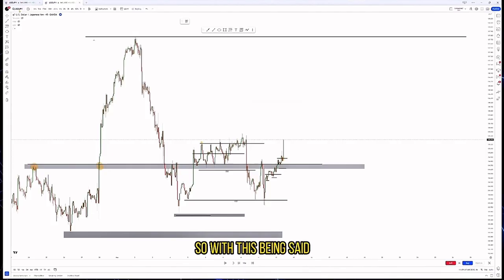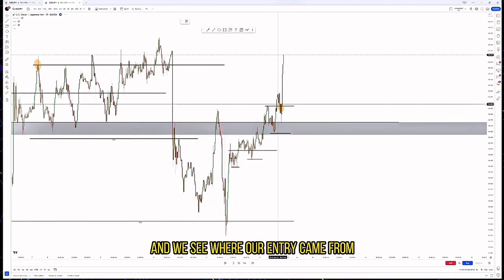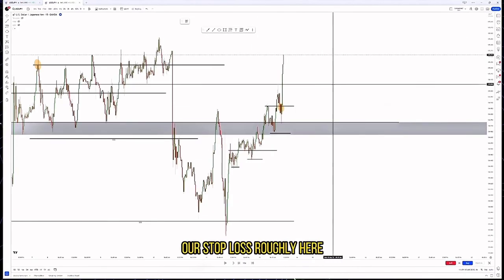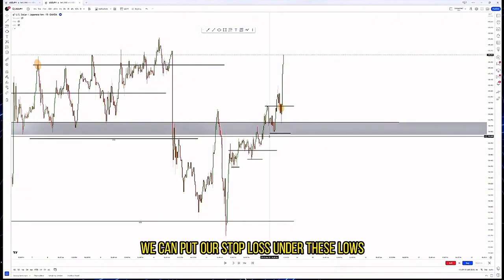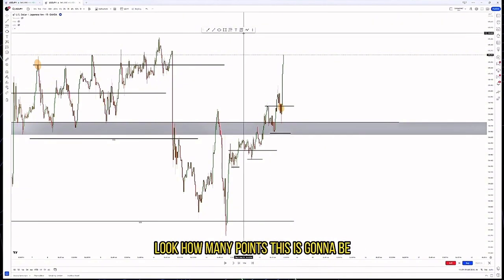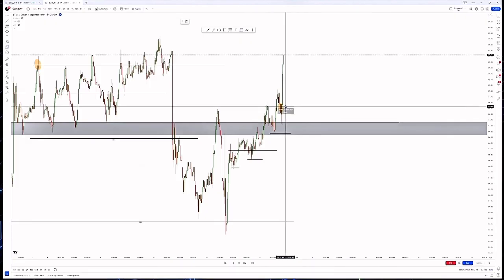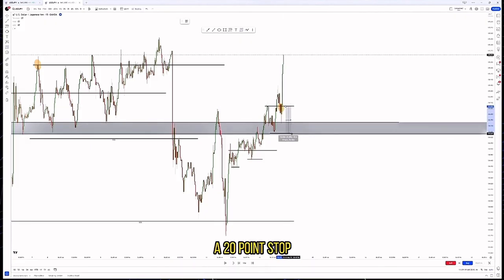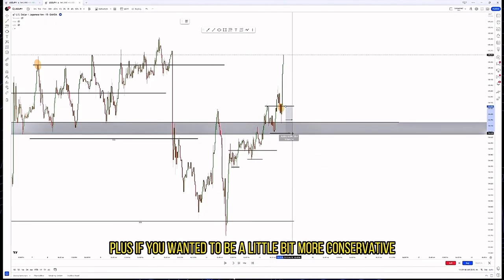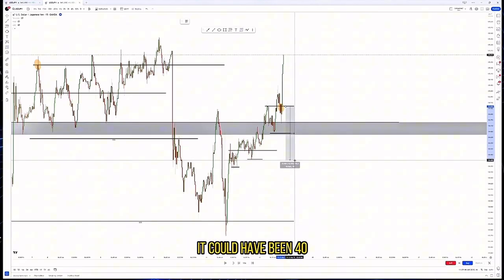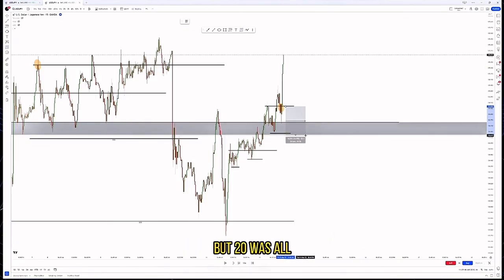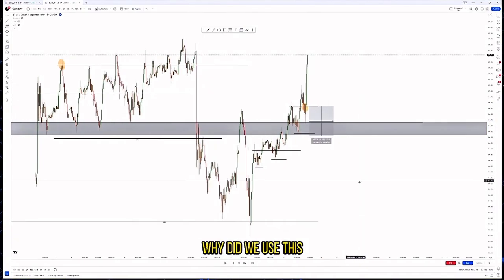So with this being said, we're going to go back and we see where our entry came from. Our stop loss, roughly here. We can put our stop loss under these lows. Look how many points this is going to be. A 20 pip stop loss. If you wanted to be a little bit more conservative, it could have been 40, but 20 was all we need. We could have said 25. And why did we use this?